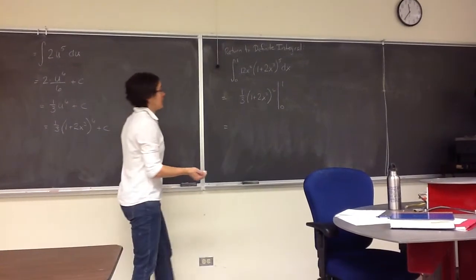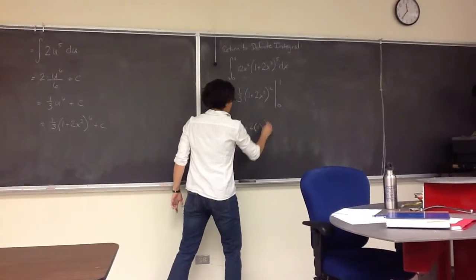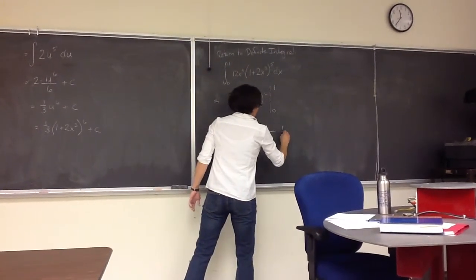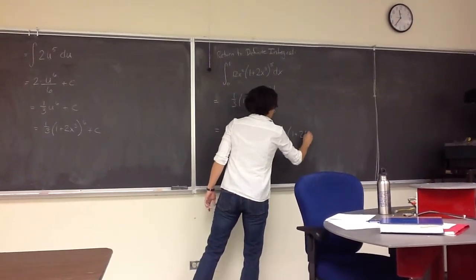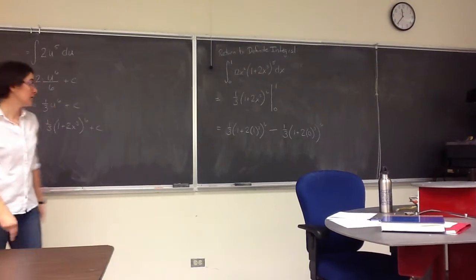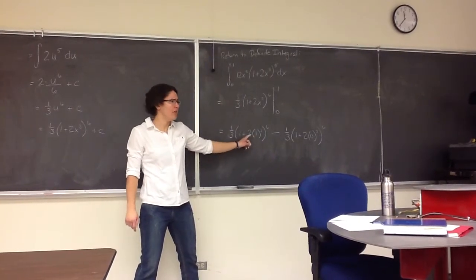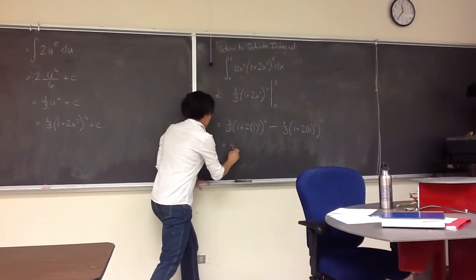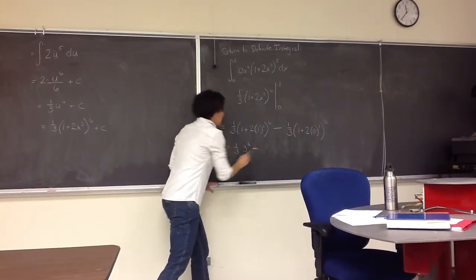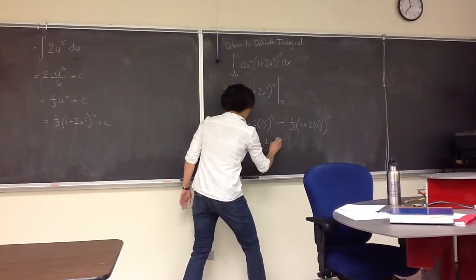All right, at this point it's plug and chug. I've got 1/3 times (1 plus 2 times 1 to the 3rd), all raised to the 6th, minus 1/3 times (1 plus 2 times 0 raised to the 3rd), all raised to the 6th. And so this actually isn't that bad of a value to work with. We've got 1/3 times 3 to the 6th minus 1/3 times 1 to the 6th.